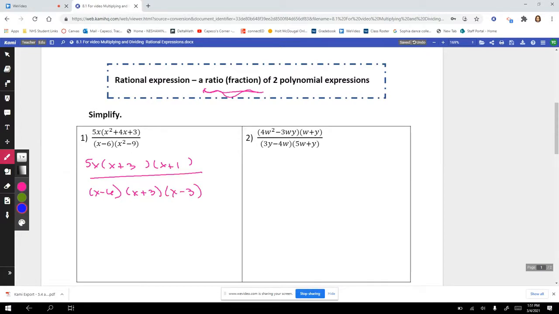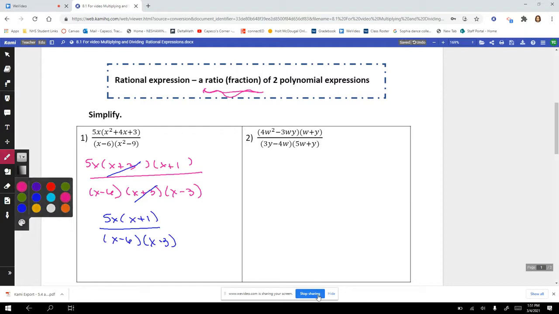Now from here, what is exactly the same? This x plus 3 and x plus 3 is exactly the same. There's nothing else that I can simplify. So I'm going to get 5x times the quantity of x plus 1 all over x minus 6 times x minus 3.